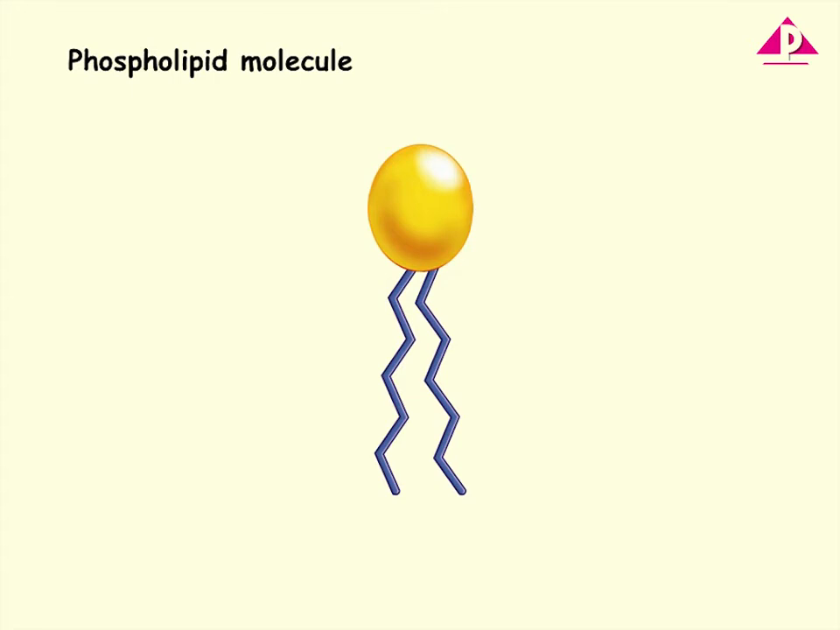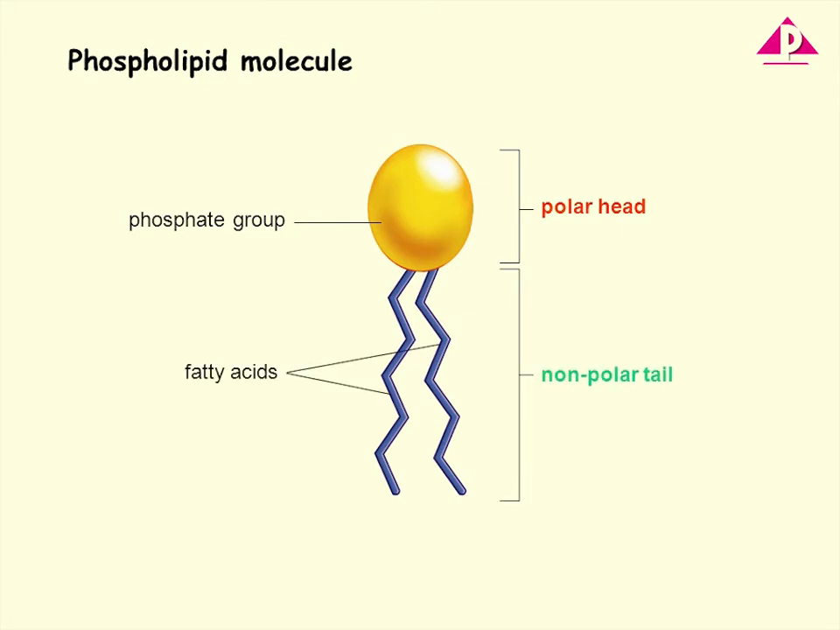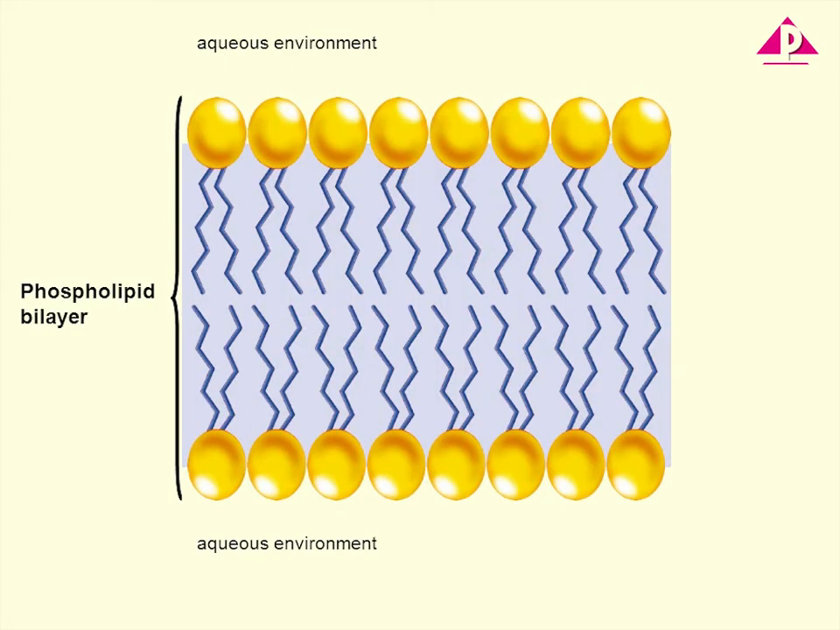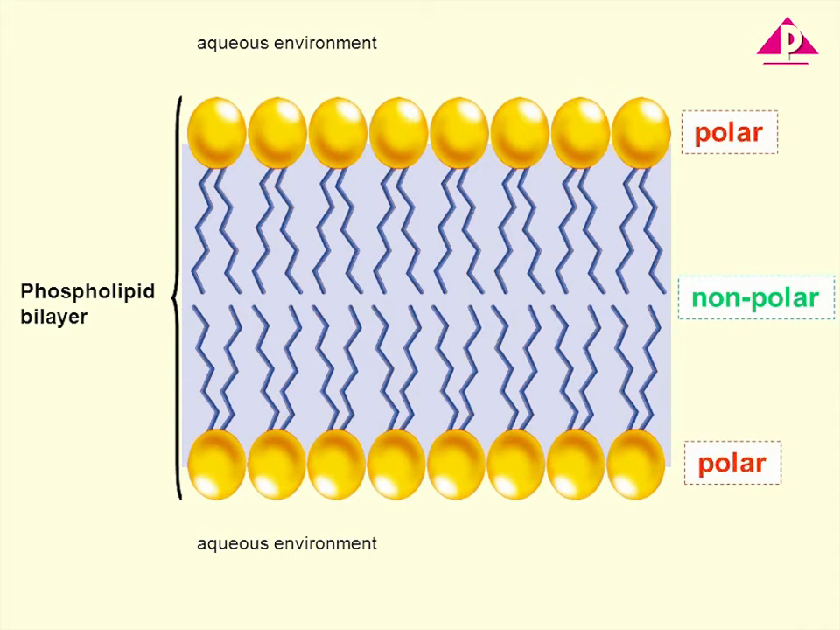A phospholipid has a polar head that contains a phosphate group and 2 non-polar tails made up of fatty acids. In the cell membrane, phospholipids are arranged in a bilayer. The fatty acid tails point inwards, facing each other and forming a non-polar hydrophobic interior. The polar heads face the aqueous environment found inside and outside the cell.